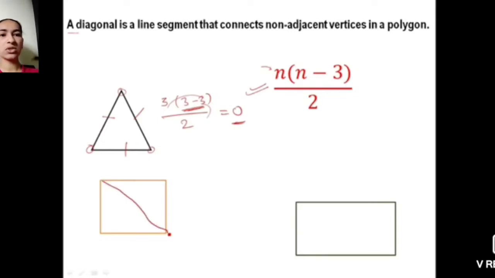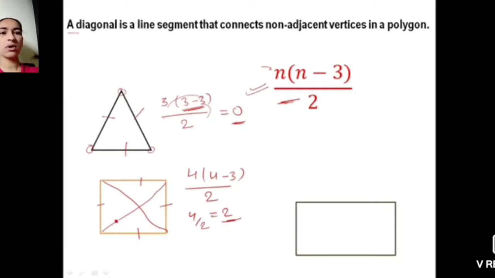But what about a square? There are 2 diagonals. You can see diagonals are those which connect non-adjacent vertices. Now, how many line segments are there? 4 are there. So put the value of n as 4. Then 4(4 minus 3) divided by 2. What will happen? 4 minus 3 will be 1. So 4 divided by 2. There are 2 diagonals. You can count, this is first and this is second. So 2 diagonals are there.